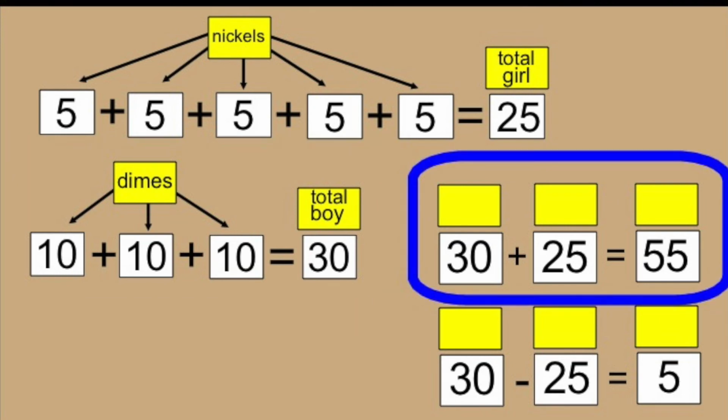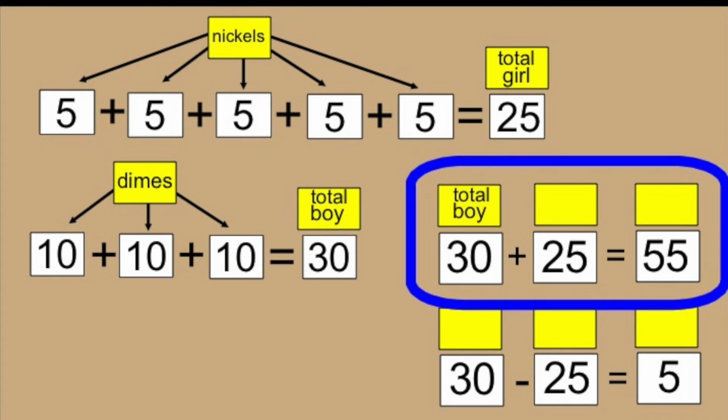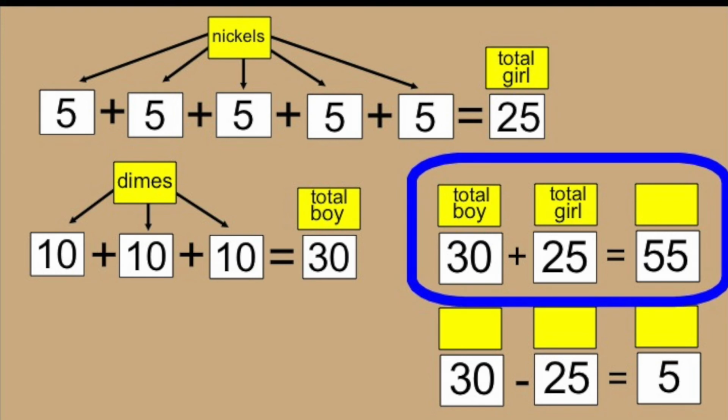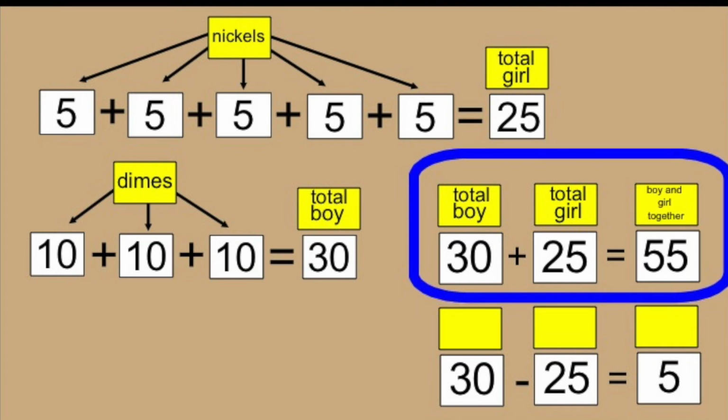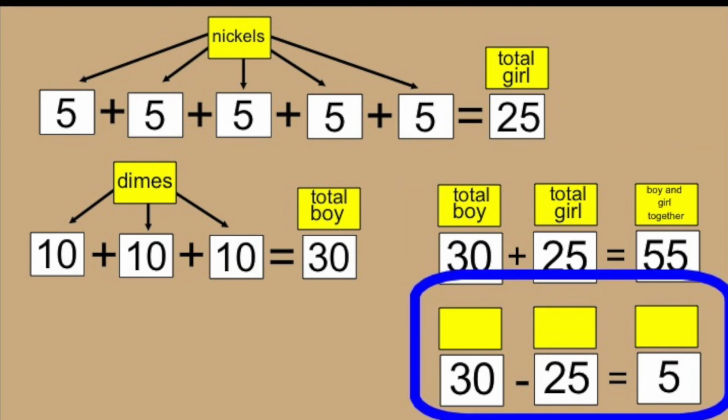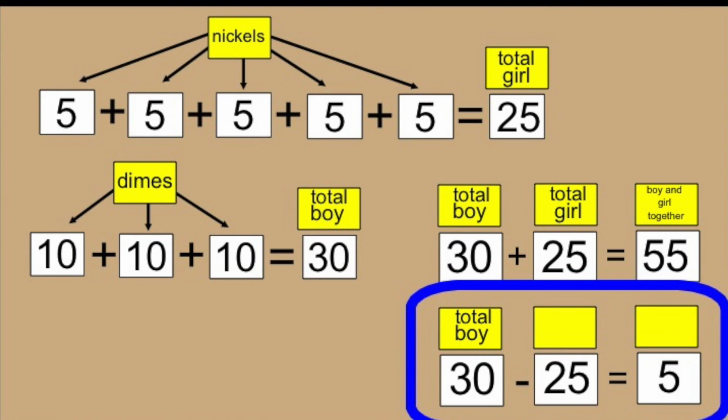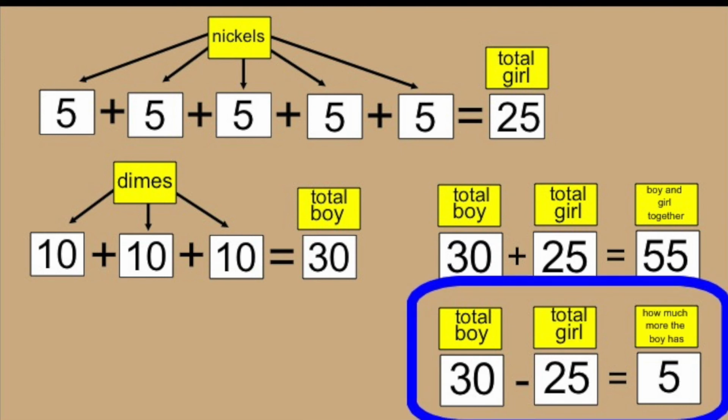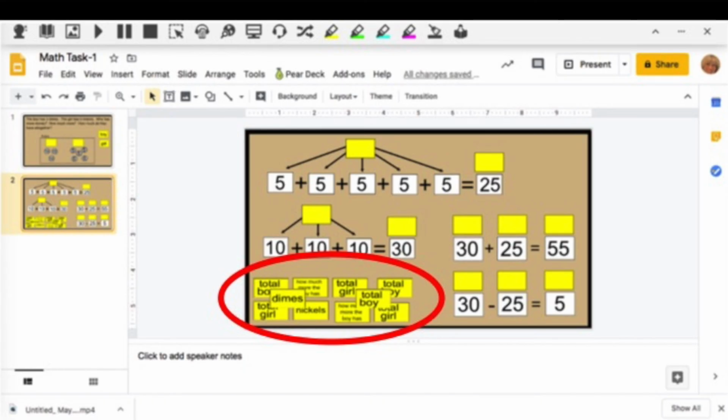What about this one? Do you recognize the 30 and the 25? That's right, it's the total boys and the total girls. And we're adding them up, so that must be the boys and girls together. What about this one? I recognize the 30 and the 25 again, but this time we're subtracting. We're going to be finding the difference. So the 30, the total boys, minus the total girls would give me how much more the boys have. So that's what you will be doing in math today. You will be dragging these labels into the right place.